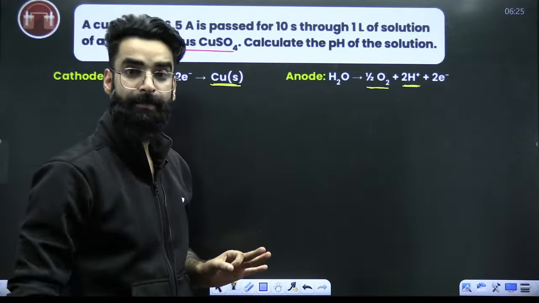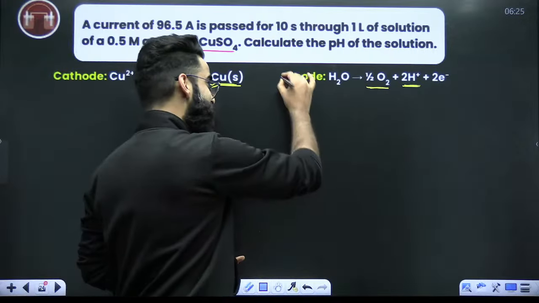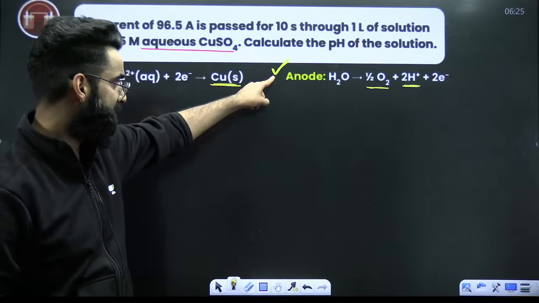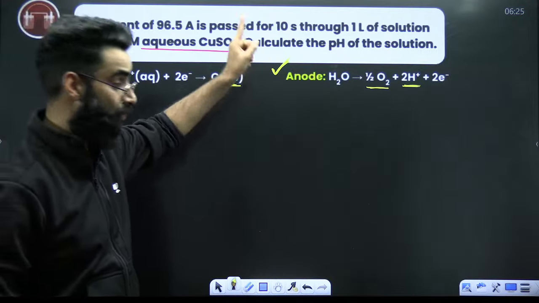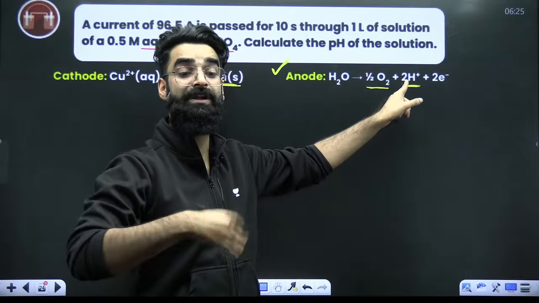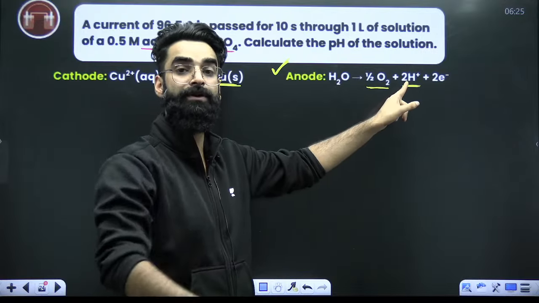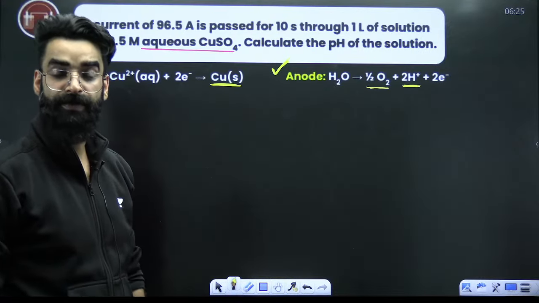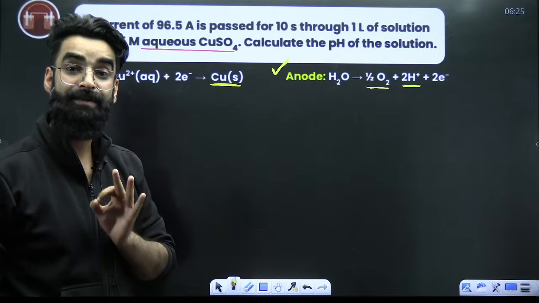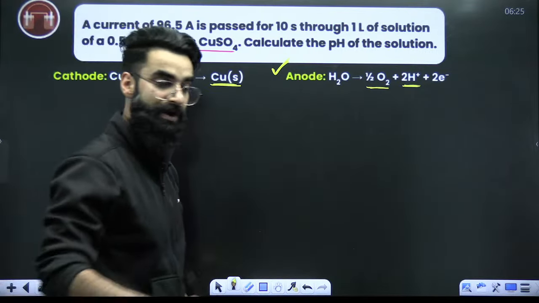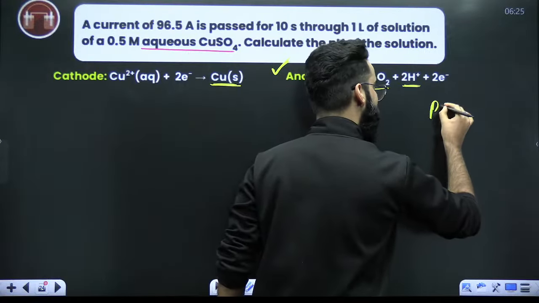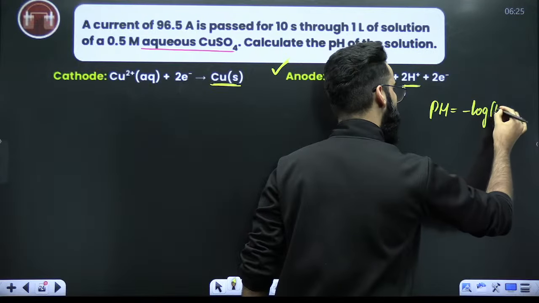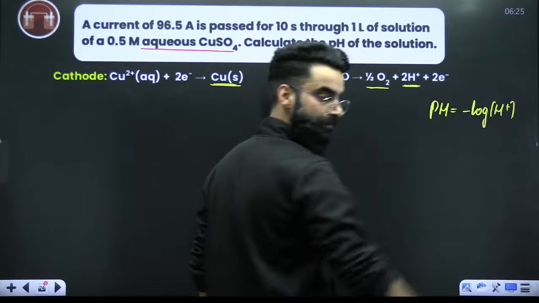My dear students, can I say this is the reaction which is going to take care of the pH? Because through this reaction H positives are generated and those H positives go into the solution. What am I supposed to calculate? I'm supposed to calculate pH. What is pH basically? P stands for minus log. So we have to calculate minus log of the H positive concentration.